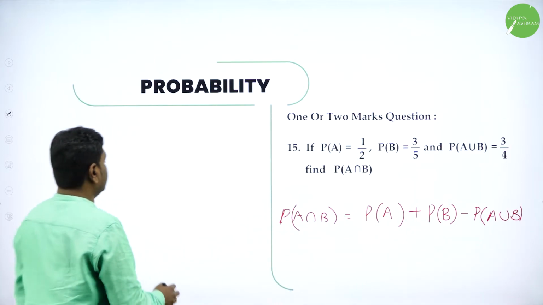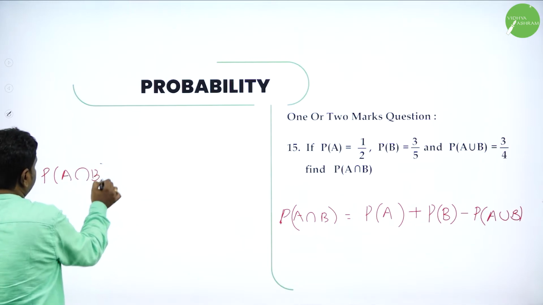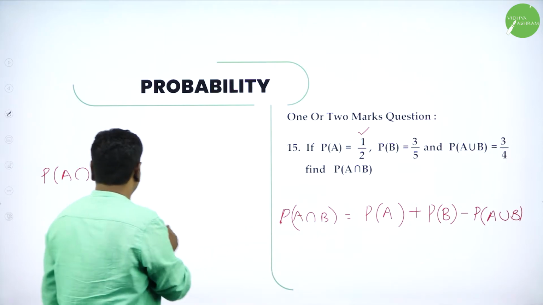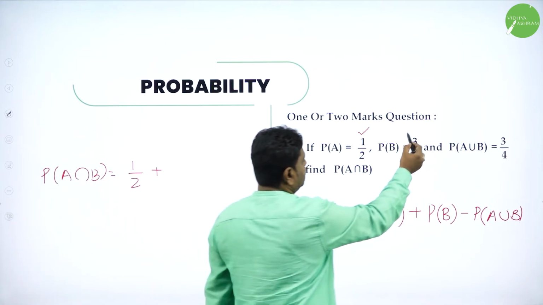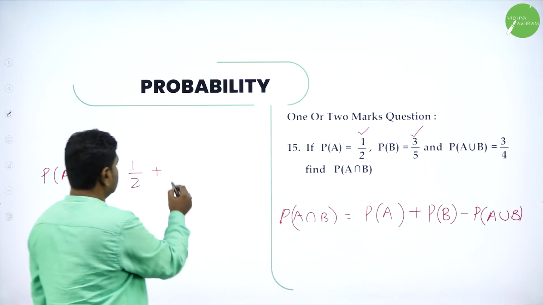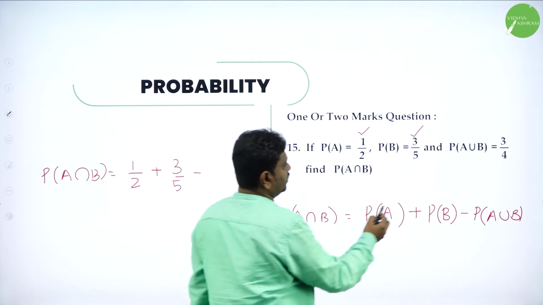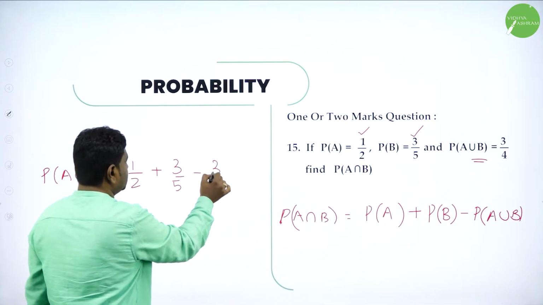So now P of A intersection B is equal to, using the formula, P of A. What is P of A? Probability of A is given, 1 by 2. Substitute 1 by 2 plus P of B. What is P of B? 3 by 5, minus P of A union B. What is P of A union B? 3 by 4. Minus 3 by 4.